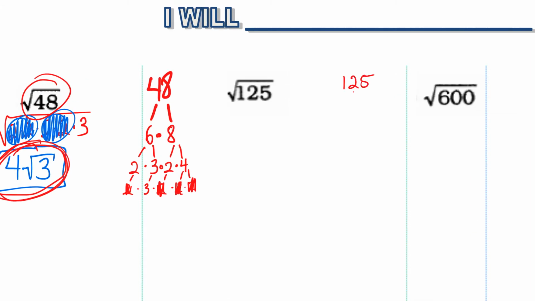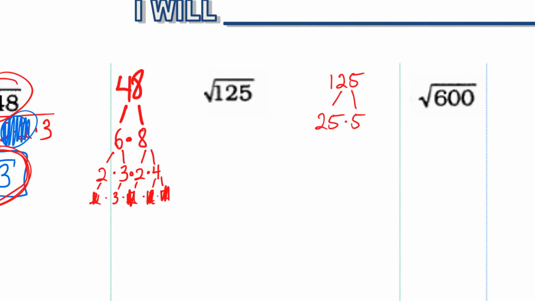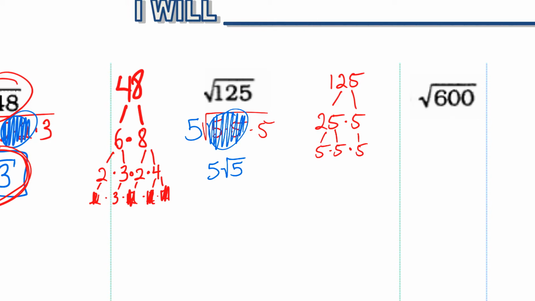Okay, so 125, how does that break down? 25 and 5. Can I break down either one of those? The 25 is 5 and 5, still with that 5. Got to make sure I keep track of everything. So that's why I bring stuff down. Once it's already simplified, I go ahead and just keep bringing it down. All right, so we have 5, 5, and 5. So 5 times 5 is what? And the square root of 25 is 5. So we have 5 square roots of 5.